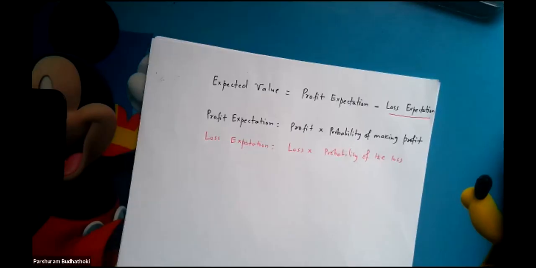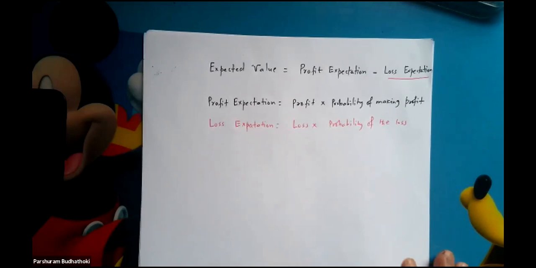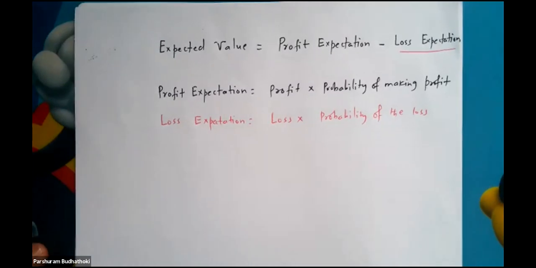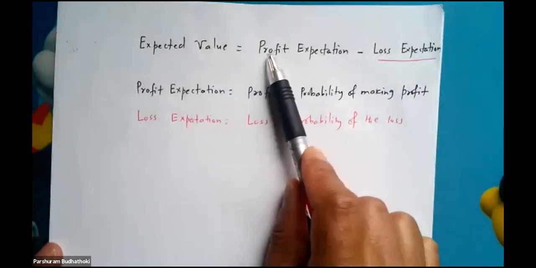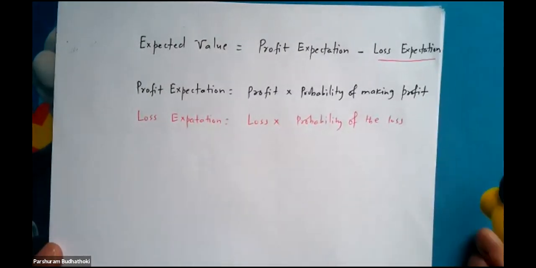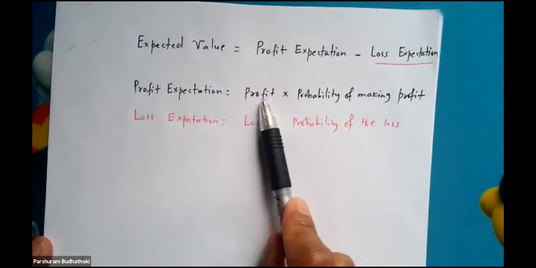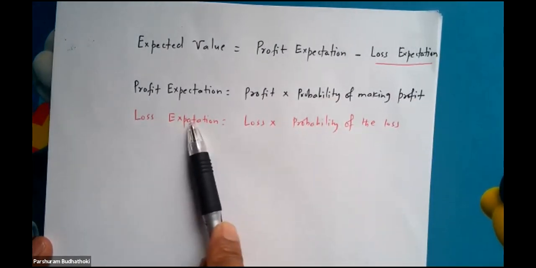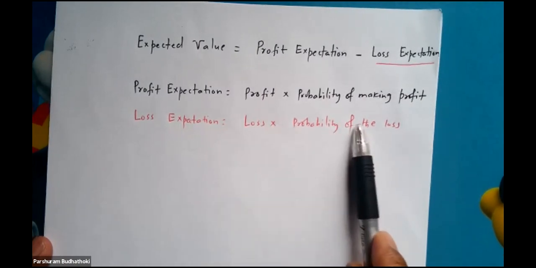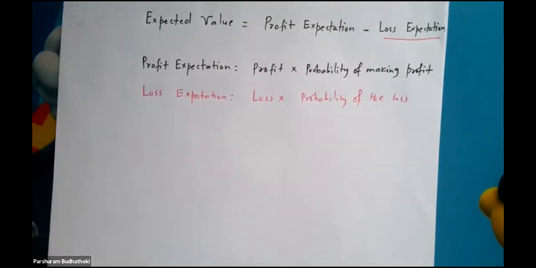So this is the formula we're going to use to find the expected value for a company or for anyone. Expected value can be found by using this formula: profit expectation minus loss expectation. And what is profit expectation? It is equal to the profit times probability of making that profit. Loss expectation is loss times probability of the loss. So I'm going to use these two formulas for the problem we are looking at.